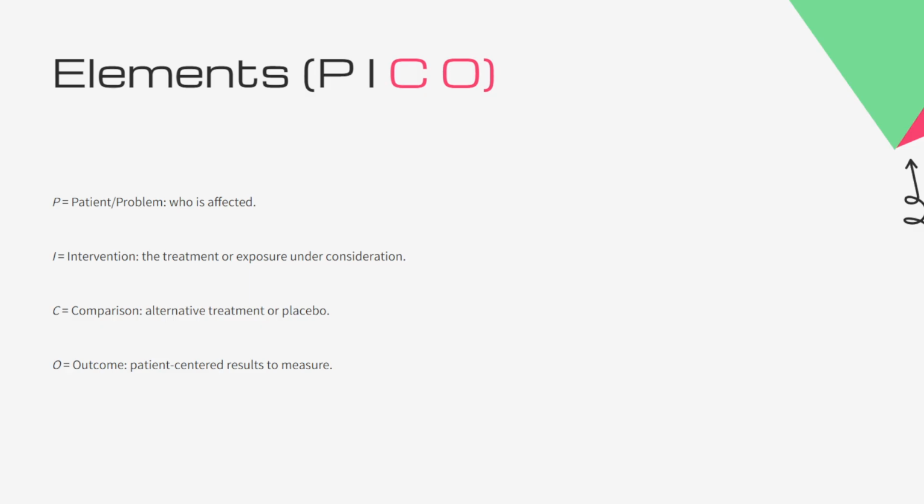Now, to review, let's go over the elements one more time in greater detail. P would be our patient/problem, which simply means who is affected by what. I is our intervention, which is how we treat the problem. C is our comparison, which is a chance for us to explore alternative conditions or placebo. And lastly, O is our outcome, in which we establish our goal of using the intervention on the patient/problem.